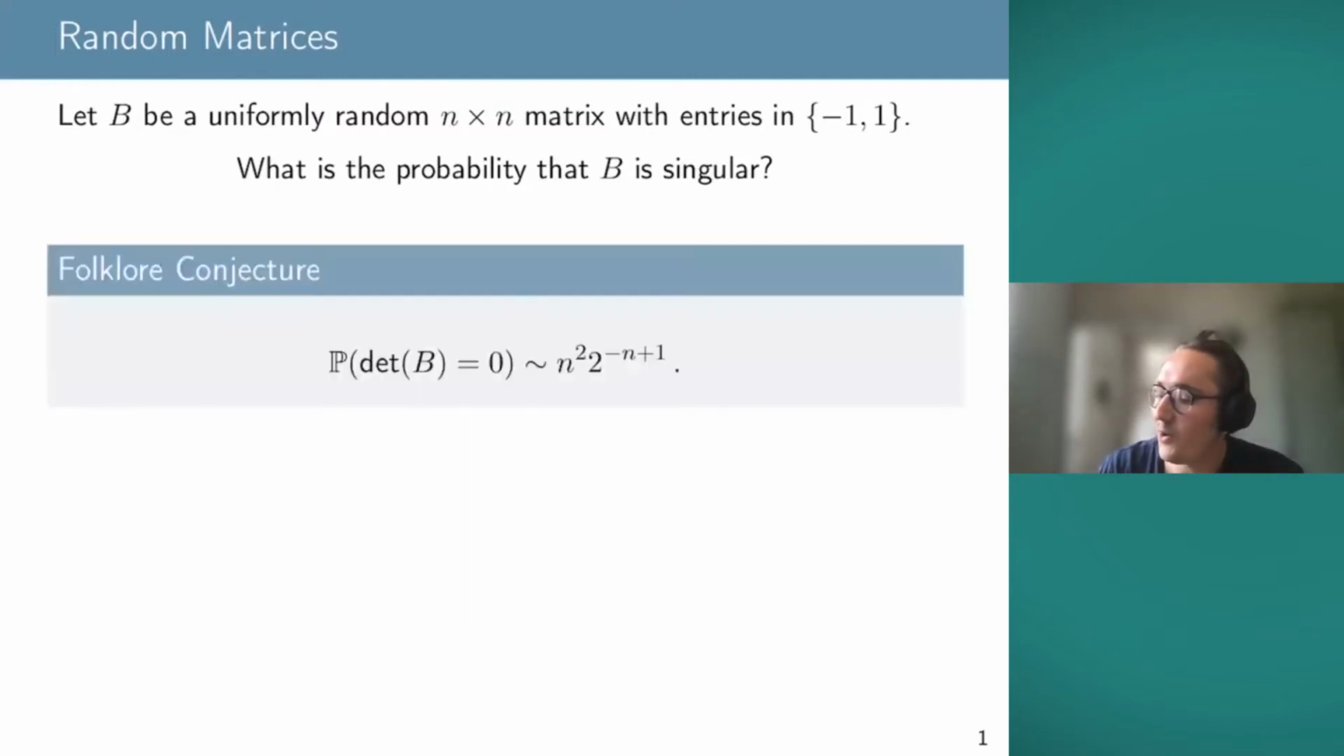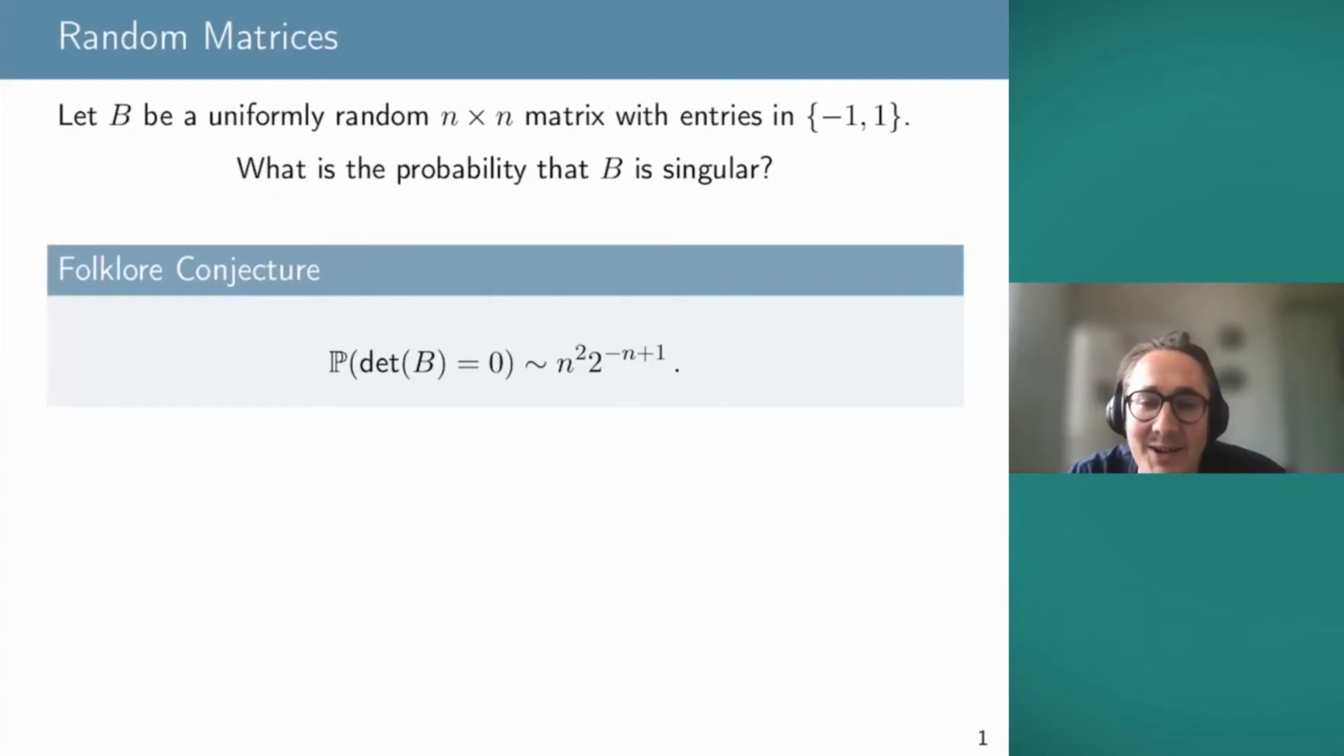And there's a very old folklore conjecture that says the probability that the determinant of B is 0 should be this funny expression here. What is this expression? This is just the probability that 2 rows or columns are equal. So we have n squared pairs of rows or columns that could potentially be equal. And what's the probability that they are equal? Well, 2 to the minus n plus 1. Sorry, I shouldn't say equal, I should say proportional, equal up to sign.